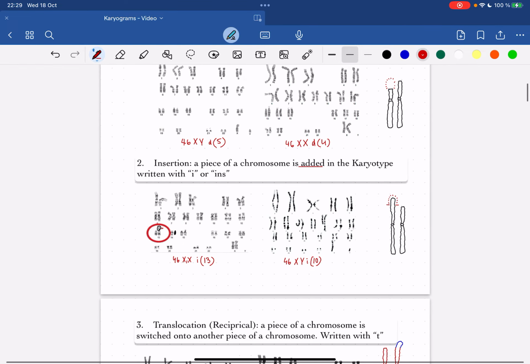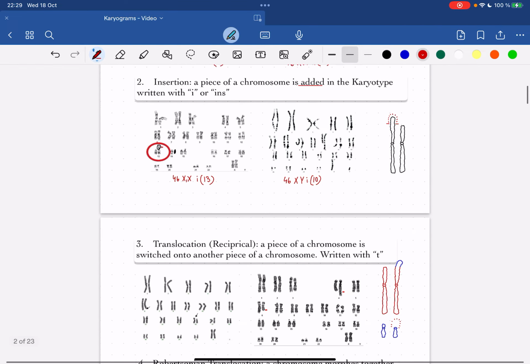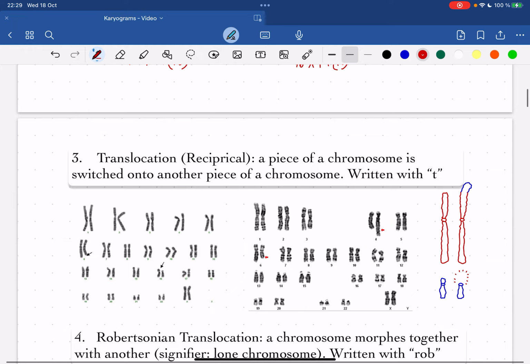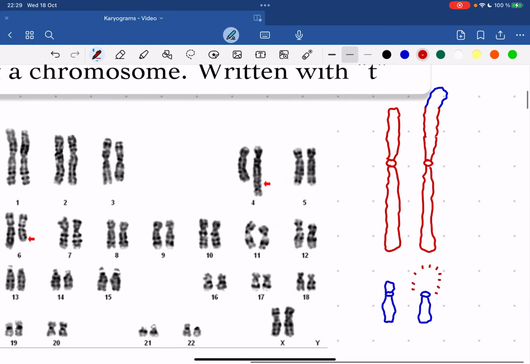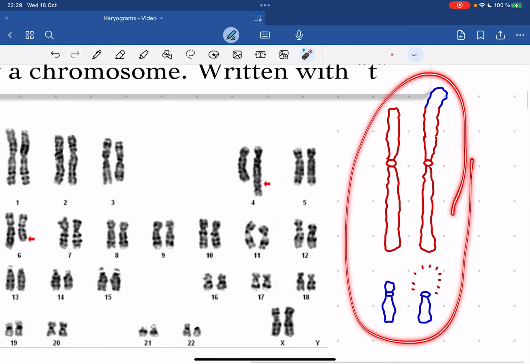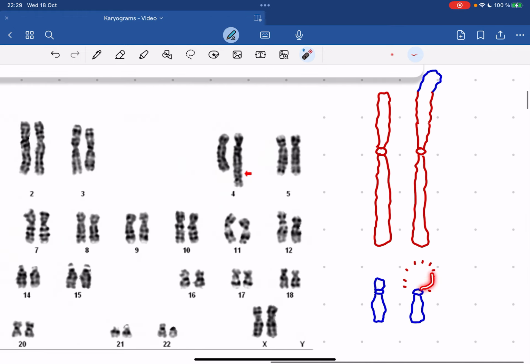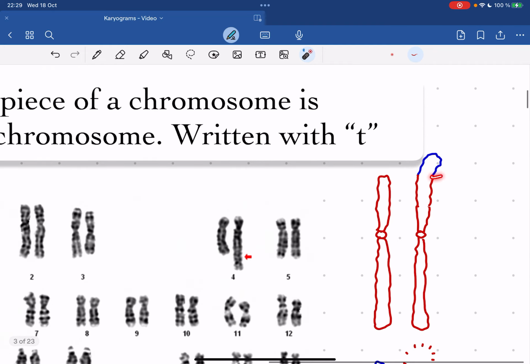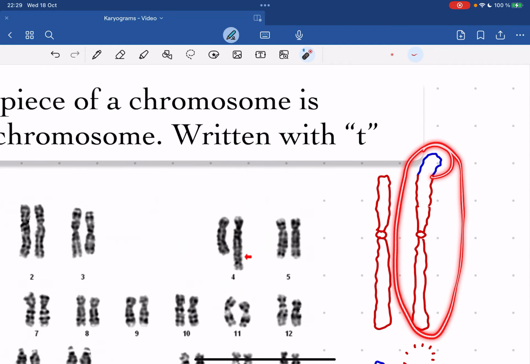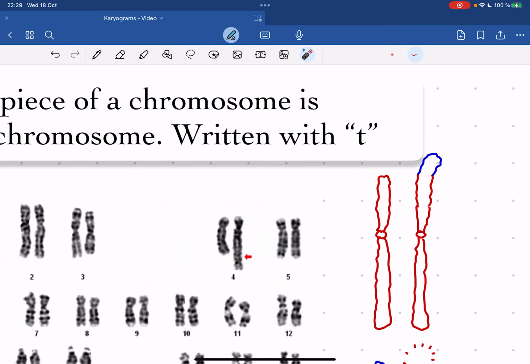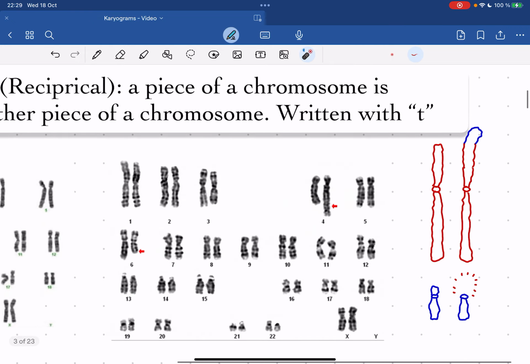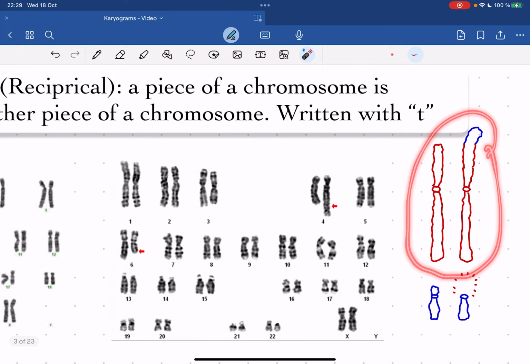Okay, that was insertion, very easy, deletion and insertion. Now we come to translocation. Translocation is a little bit different. You can see here we have 2 chromosome pairs instead of 1 that is being affected. From 1 chromosome pair, it loses a piece of itself and gives it to a chromosome of another pair. So one is longer while the other one's shorter.